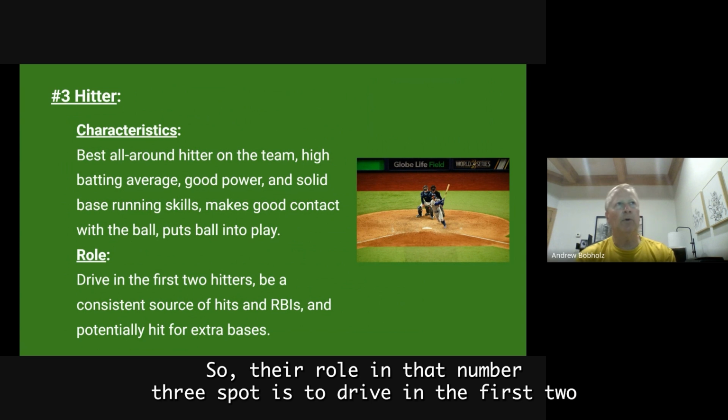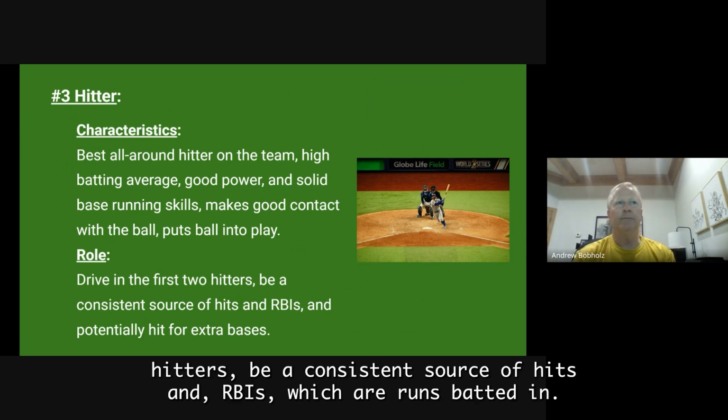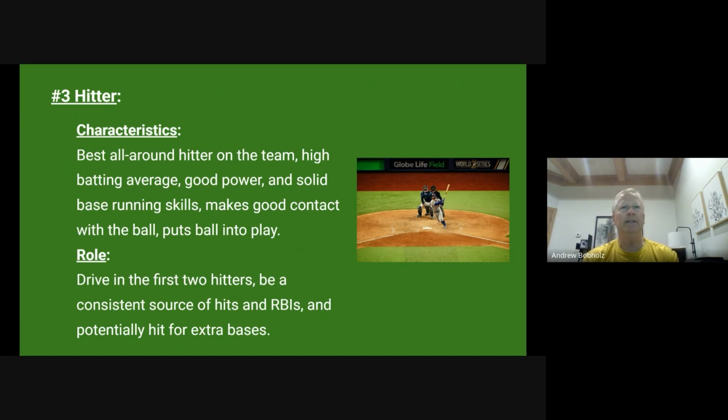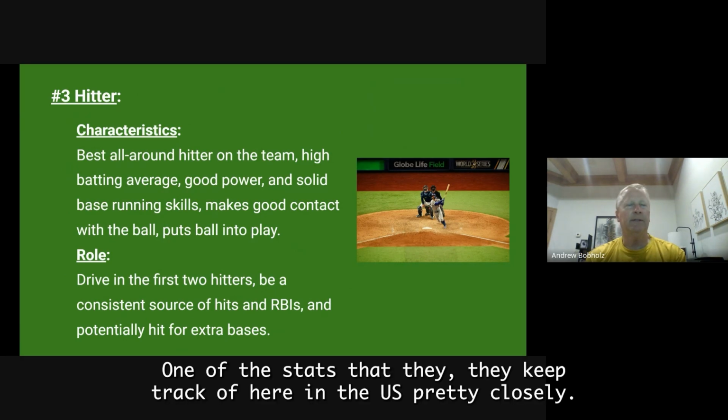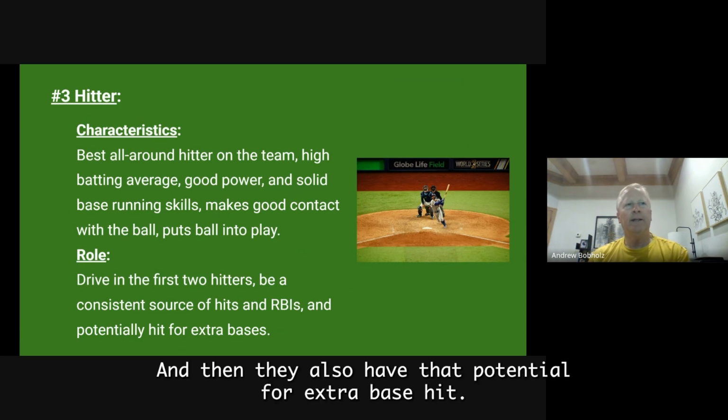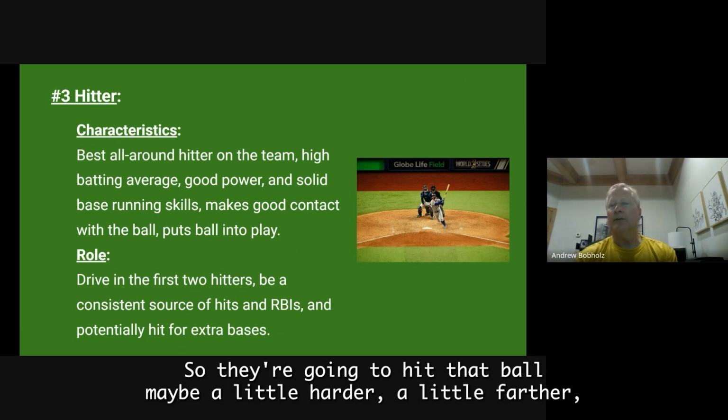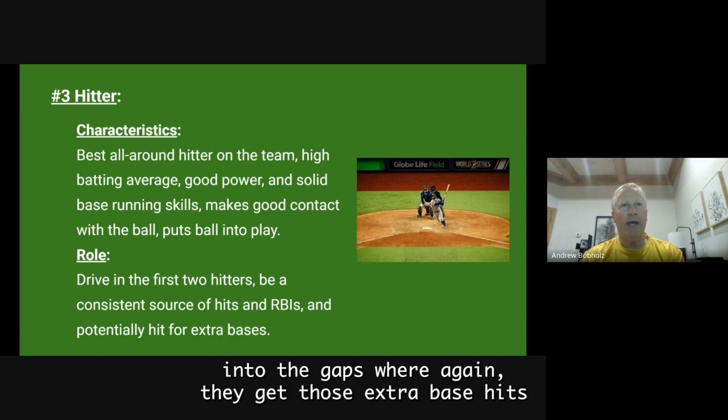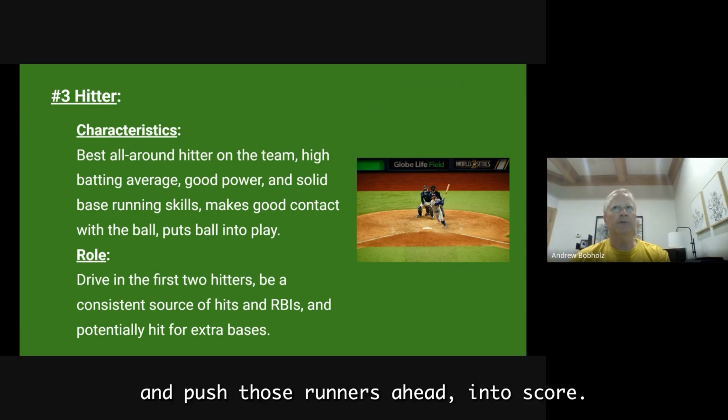So their role in that number 3 spot is to drive in the first 2 hitters, be a consistent source of hits and RBIs, which are runs batted in. One of the stats that they keep track of here in the U.S. pretty closely. And then they also have that potential for extra base hits. So they're going to hit that ball maybe a little harder, a little farther into the gaps where, again, they get those extra base hits and push those runners ahead into score.